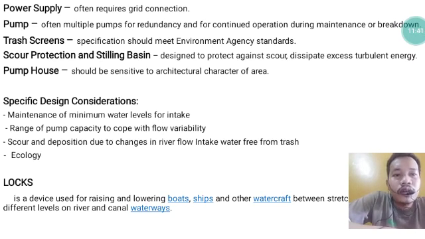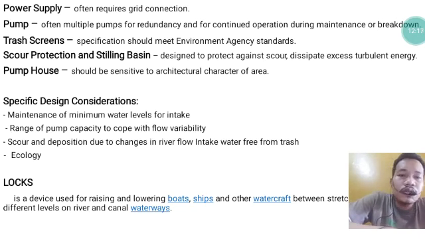So it requires power supply or grid. It requires grid connection, pump, and multiple pumps for redundancy and for continued operating during maintenance or breakdown. Trash screen specifications should meet environment agency standard. Scour protection and stilling basin designed to protect against scour, dissipate excess turbulent energy. Pump house should be sensitive to architectural character of area.